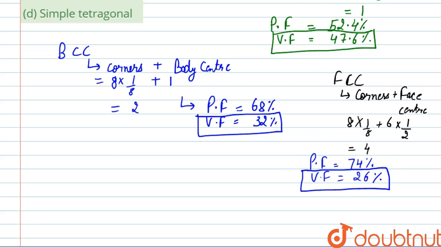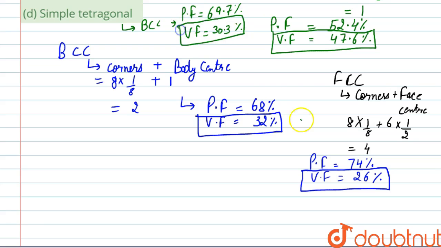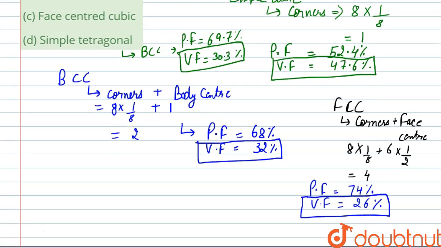Now in case of simple tetragonal, this is also a BCC type structure and it has a packing fraction of 69.7%, and the void fraction will be the remaining, that is 30.3%. Now out of these 4, we can see that the void fraction of FCC is minimum, so the answer will be C, face centered cubic. Thank you so much.